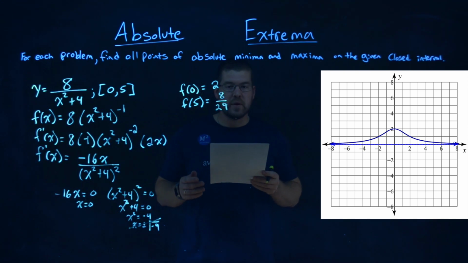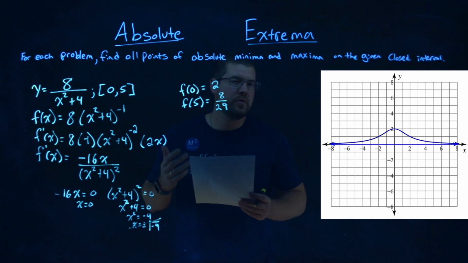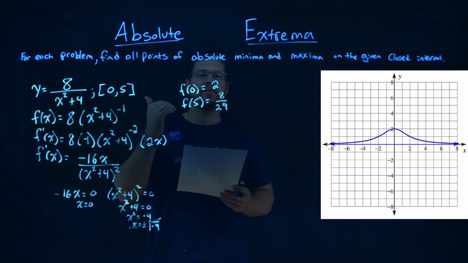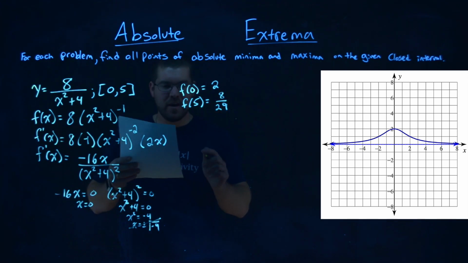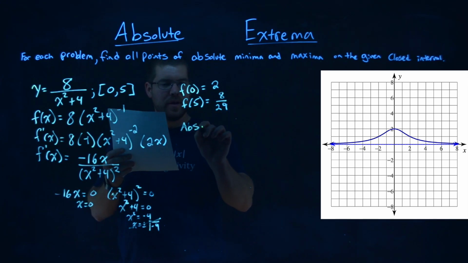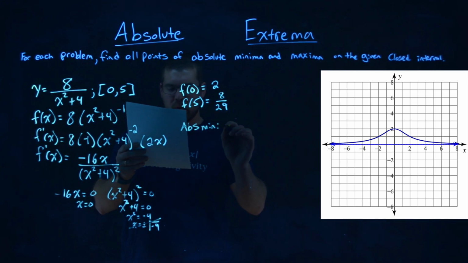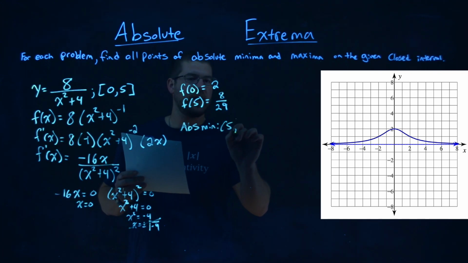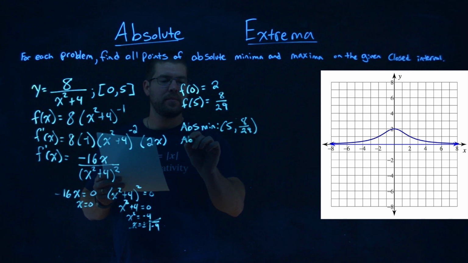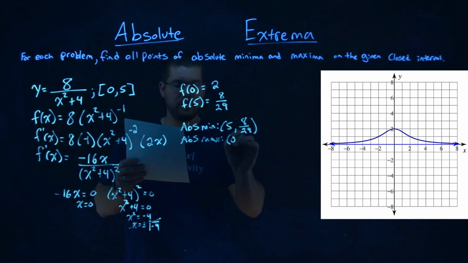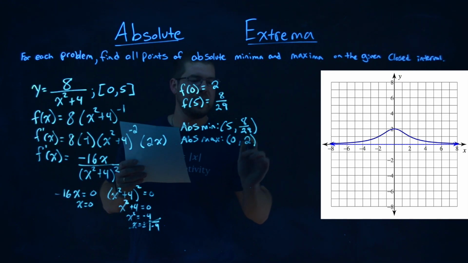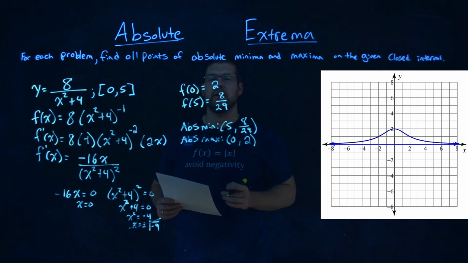8 over 29 is the lesser of the two, so it's our absolute minimum, and 2 is larger, so it's our absolute maximum. So we have an absolute minimum at the coordinate point 5, 8 over 29, and an absolute maximum at the coordinate point 0, 2. And again, that's our final answer.